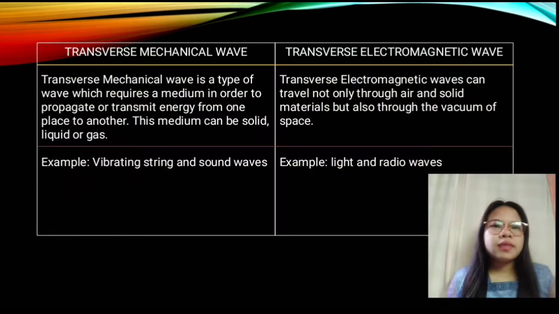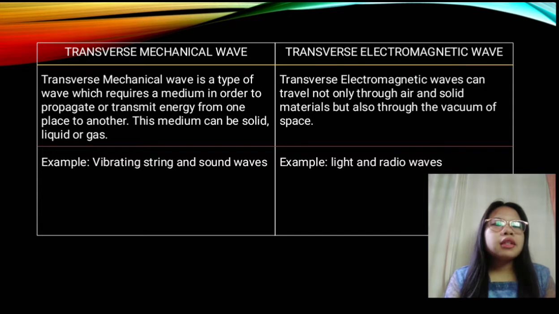Okay, a transverse wave can be mechanical or electromagnetic in nature. First is the transverse mechanical wave. It is a type of wave which requires a medium in order to propagate or transmit energy from one place to another. This medium can be solid, liquid, or gas. So this means that this type of wave requires matter in order to propagate. For example, the vibrating string and sound waves.